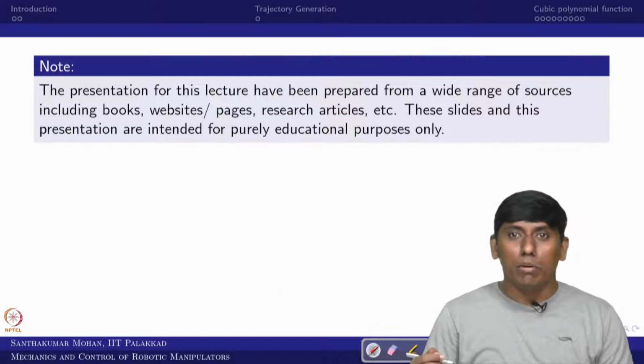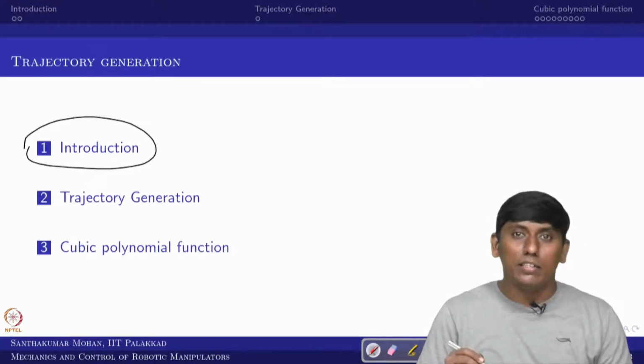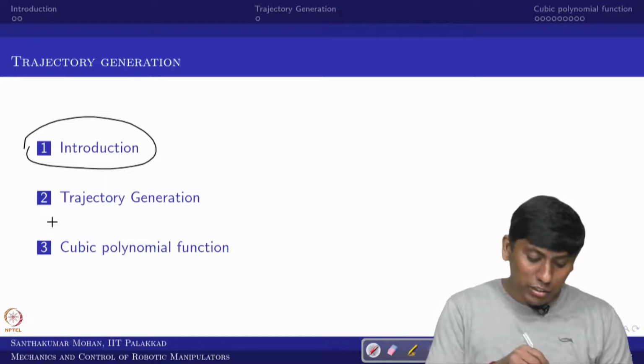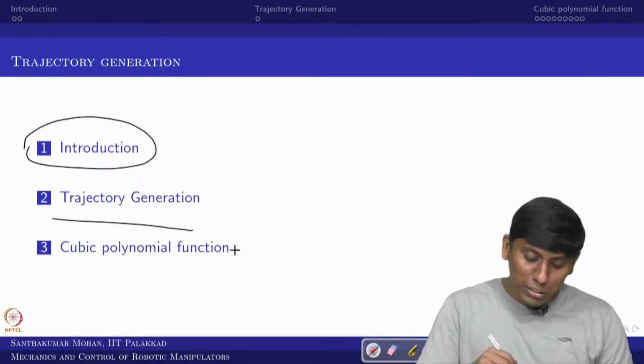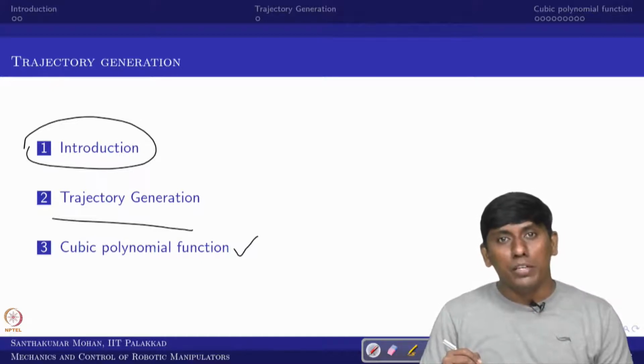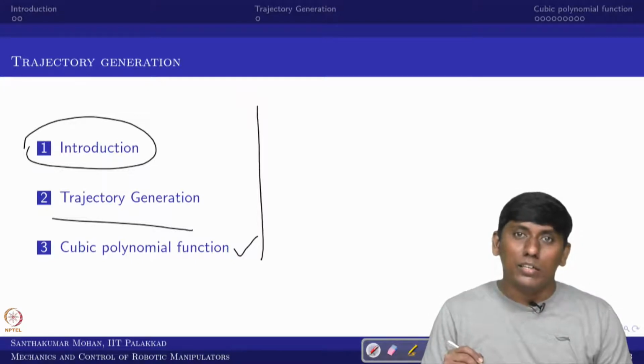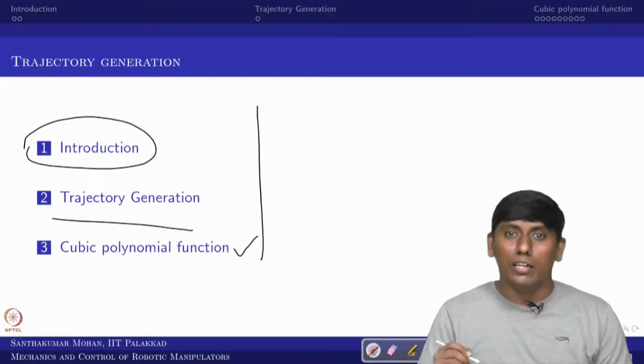So in that sense, what we are trying to cover here is why we need trajectory generation and what trajectory generation is, and we would be seeing one trajectory generation principle called the cubic polynomial function. These are the things we are bound to cover in this particular lecture. So let us move a little ahead.